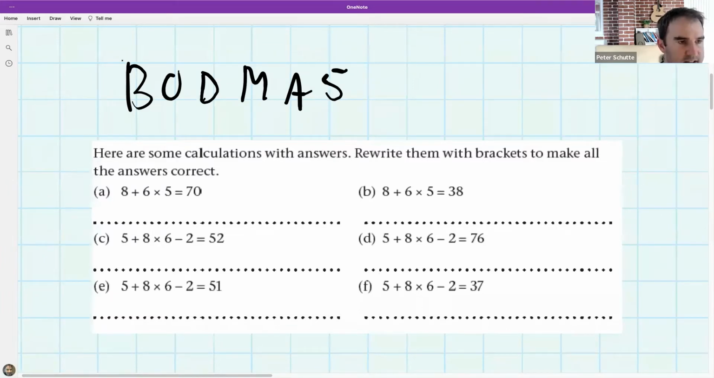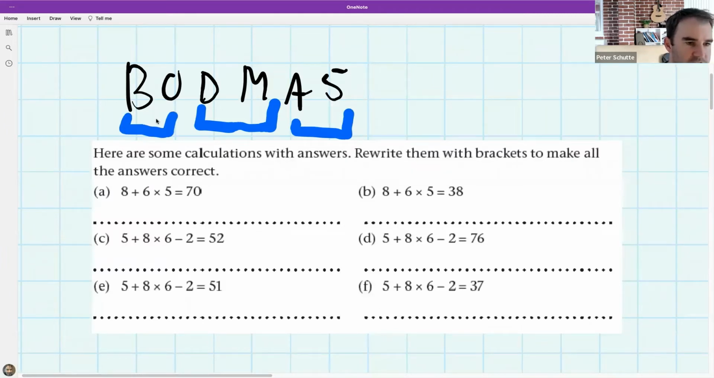So the B stands for brackets. Oh, excuse my writing there. The O is of and sort of can be parentheses sometimes or powers. D is for division. M is for multiplication. A is for addition. S is for subtraction. Now, in this group, these groups kind of go together. Division and multiplication have the same level of importance. Addition and subtraction have their own level, and these guys are the most important. So they're in like first place, second place, third place.